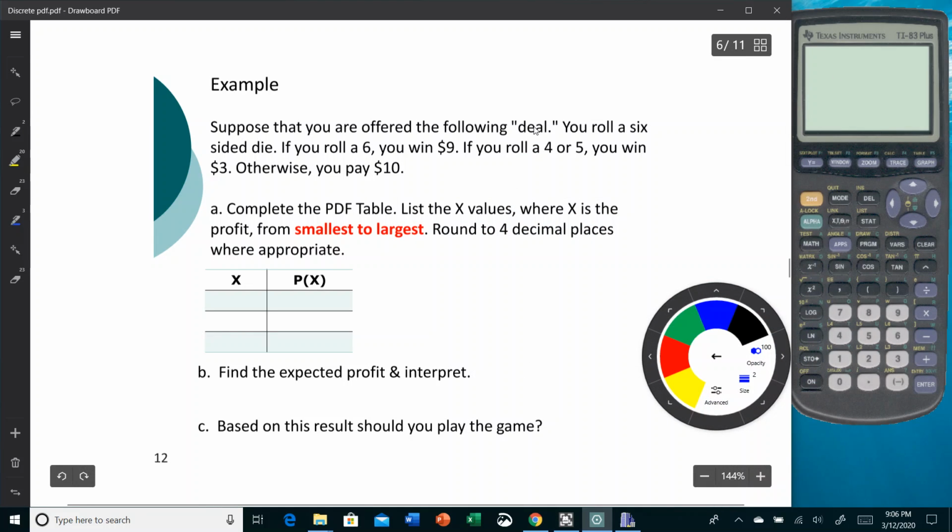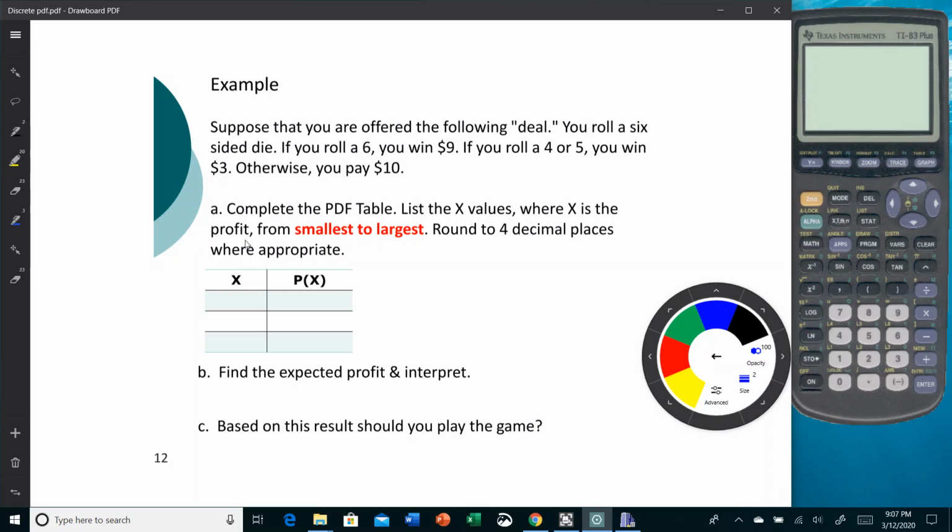So let's look at the following problem. Suppose you're offered the following deal. You roll a 6-sided die. If you roll a 6, you win $9. If you roll a 4 or a 5, you win $3. Otherwise, you pay $10. So we're going to complete this table where X is the profit. That's one of the random variables here.